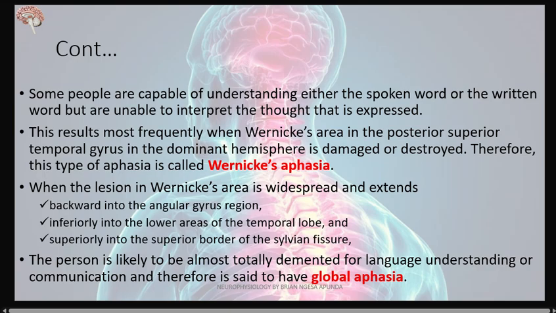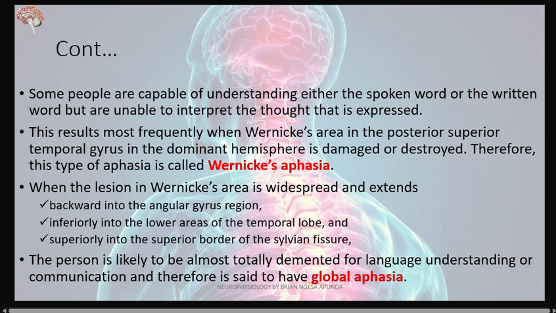At this level, we can term this patient to be having Wernicke aphasia, where they are able just to see the words, they are able to hear the words, but they are not able to interpret. So this will also result into a communication disorder at the level of Wernicke's. So you are able to see how this is important.